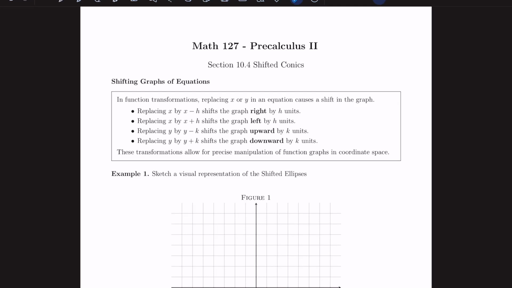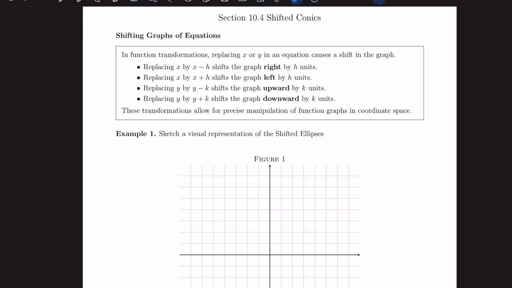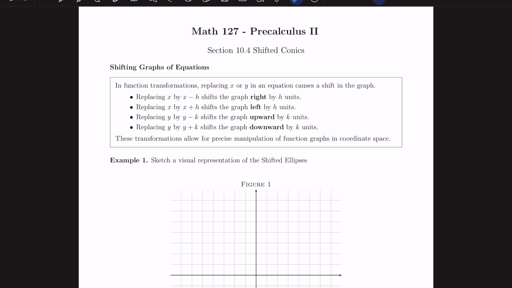Welcome to this video. We're going to be doing Math 127, Section 10.4, Shifted Conics. To do shifted conics is very much like the rest of Chapter 10, except we are going to be shifting the graphs according to what happens. And so we'll be replacing x by x minus h to shift to the right, x by x plus h to the left, y by y minus k to go up, and y by y plus k to go down.